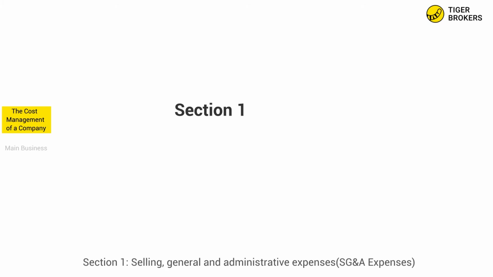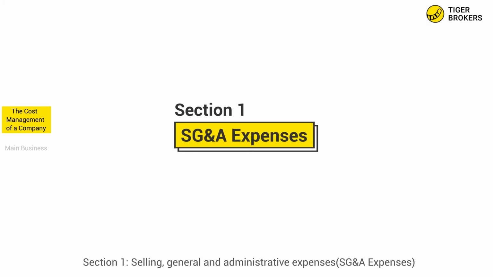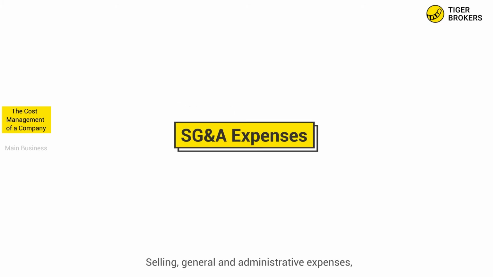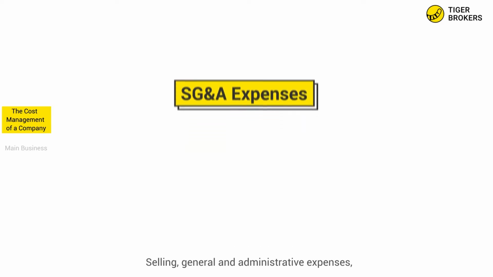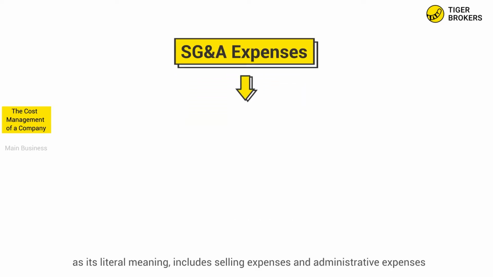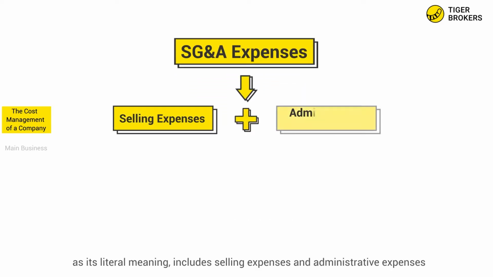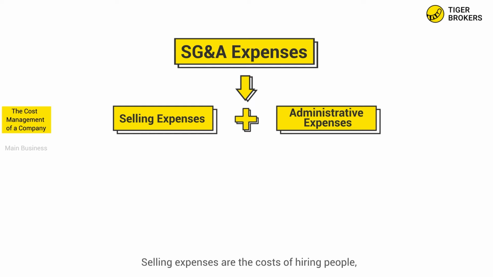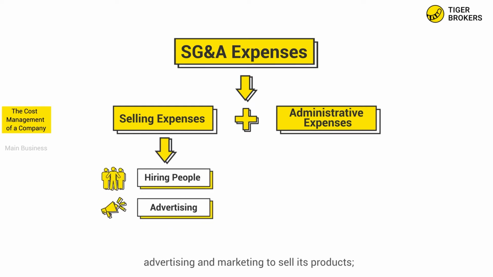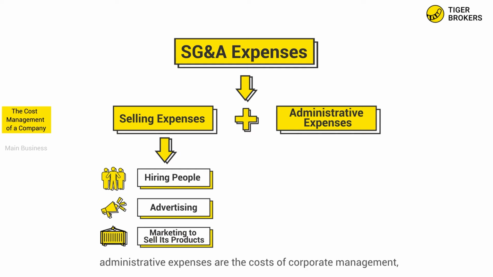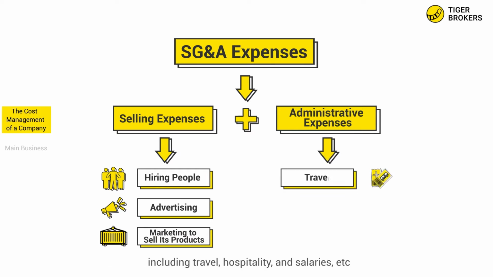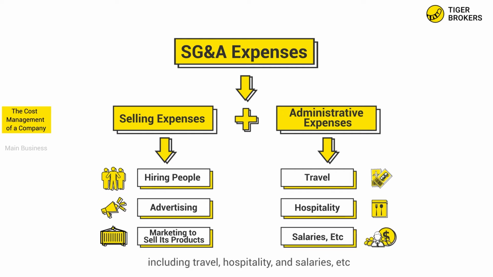Section 1. Selling, General and Administrative Expenses. Selling, General and Administrative Expenses, as its literal meaning, includes selling expenses and administrative expenses. Selling expenses are the costs of hiring people, advertising, and marketing to sell its products. Administrative expenses are the costs of corporate management, including travel, hospitality, and salaries, etc. This concept seems simple, right?